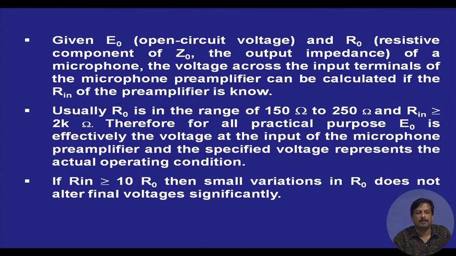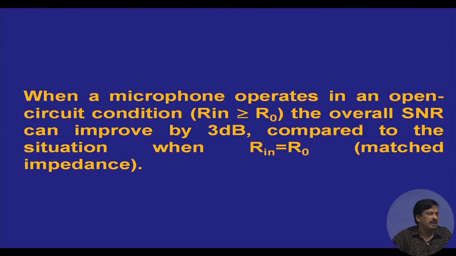So, it is not practically open circuit. So, when we measure that open circuit voltage, the input impedance of the measurement instrument should be very high. Okay. Then there is another condition: when a microphone is operated in an open circuit condition, the overall SNR can be improved by 3 dB compared to the situation when it is connected in impedance match condition. That I will answer, a few slides will answer these issues.